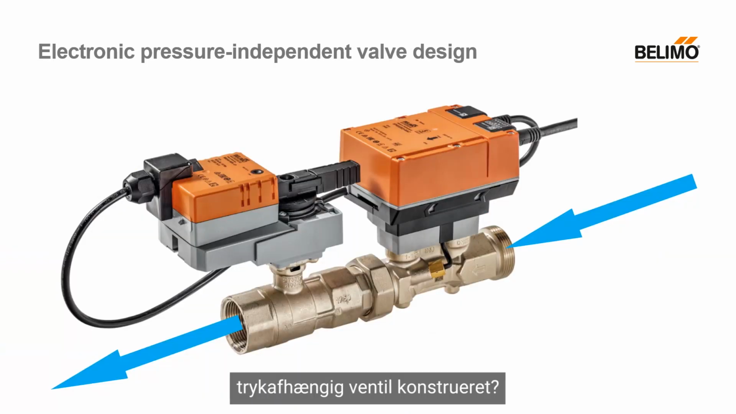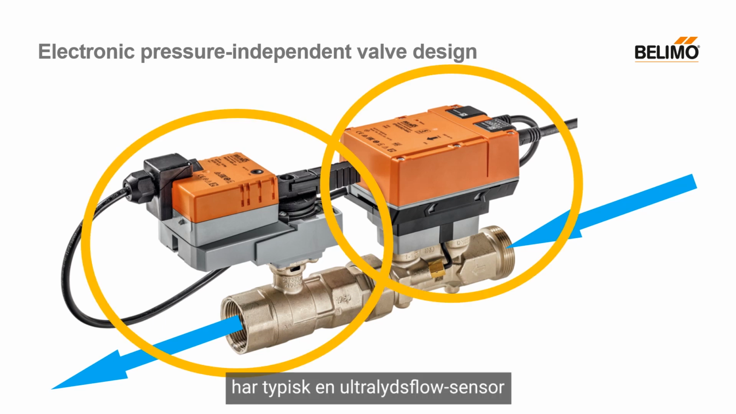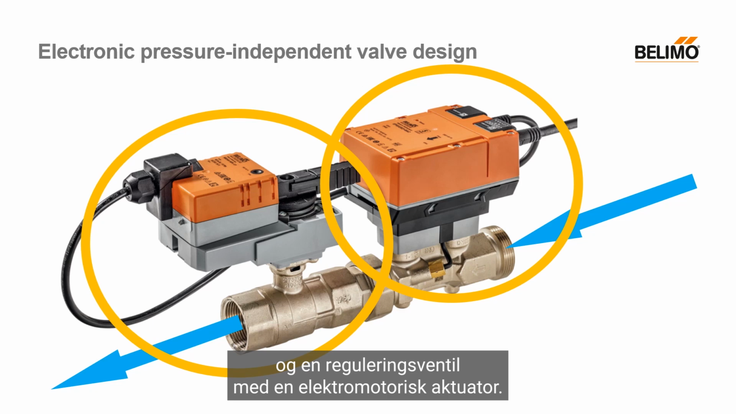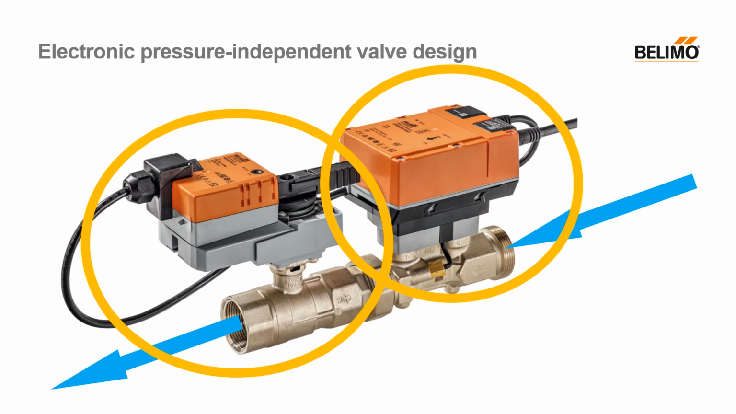How is such a pressure-independent valve constructed? The electronic pressure-independent valve typically has an ultrasonic flow sensor and a control valve with an electromotive actuator.